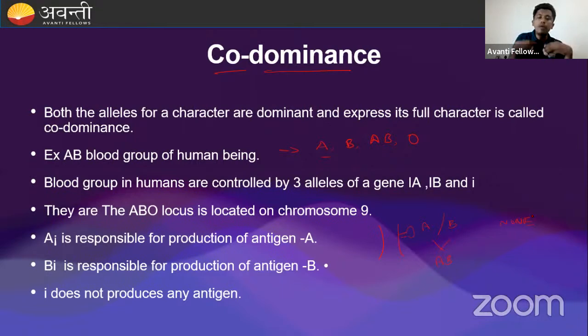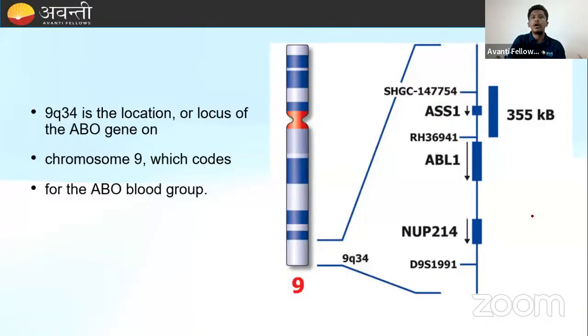Now, how did this antigen even originate? If you look at the gene that is present on chromosome 9, at the location 9q34, we have the I gene. We have the alleles I and small i, the two types of alleles present on the 9q34 spot of chromosome 9. These alleles are responsible for giving rise to a particular antigen.